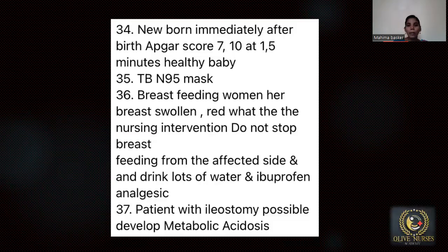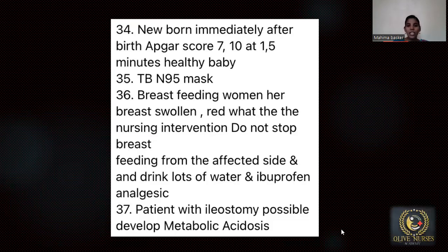But here you have to remember, do not stop the feeding. They can feed, because the tenderness is only due to excessive milk secretion. So feeding from the affected side, drinking a lot of water, and Brufen will help reduce the tenderness. But if it is mentioned they have fever and breast discharge, you should not feed the baby from that breast. That will be a very important point. So from the question, take your answer.